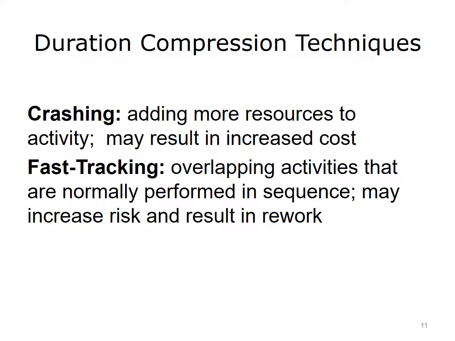Duration compression techniques are used to compress or shorten the project schedule. These techniques are typically used to get a project schedule back on track. Crashing involves adding more resources to an activity. This may result in increased costs, but it will help you push the schedule forward more quickly. Fast tracking is a way to speed up your project by overlapping your activities or running them in parallel. This can often lead to greater risk and potentially impact quality, which may sometimes result in rework.